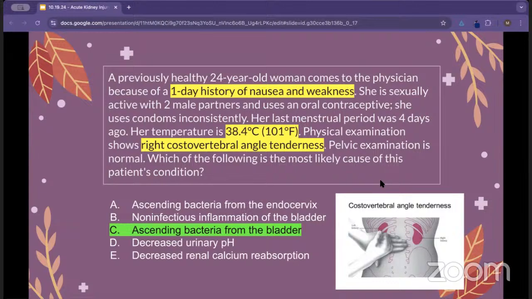D, decreased urinary pH. That would promote radiolucent uric acid stones. And that usually presents with kidney stones. But there also tends to be something called colicky flank pain.